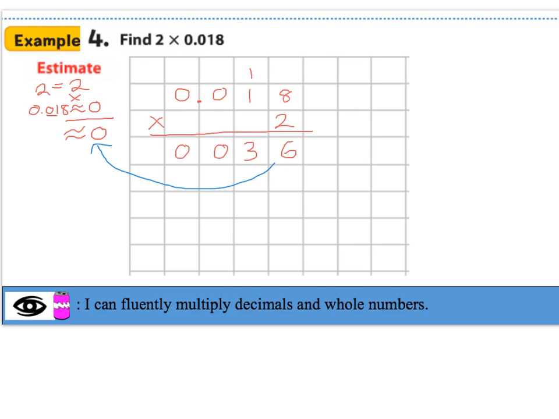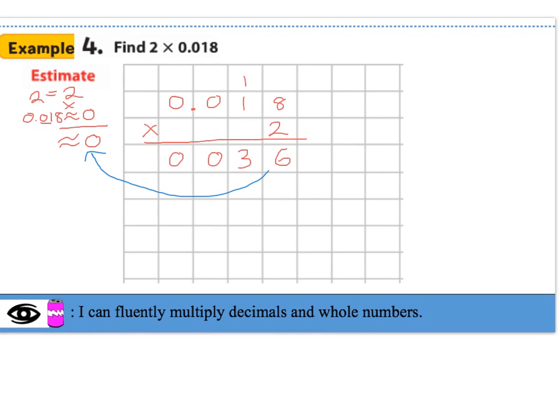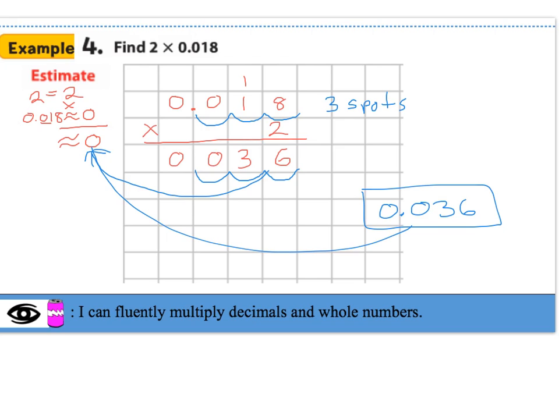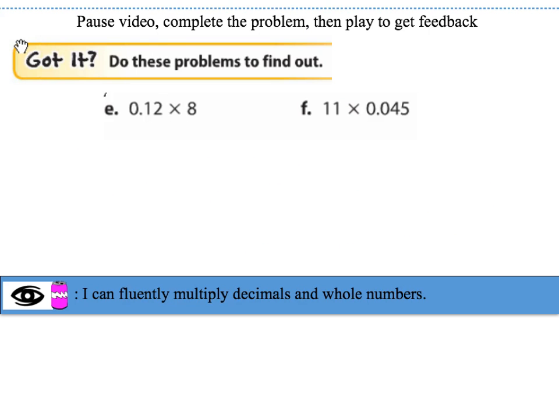Now if I look at my answer, it is 36. 36 is not close to 0, so I know that my answer cannot be correct. But what I need to do is go back to my original problem and count the amount of place values I have behind the decimal. So I've got 1, 2, 3. I've got 3 spots behind the decimal. The 2 has no numbers behind the decimal. So I'm just going to continue and say there's 3. 1, 2, 3. So my answer is equal to 36 thousandths. Now that is closer to my estimate of 0. Pause this video, start your got it problems, and then play it back to get some feedback.